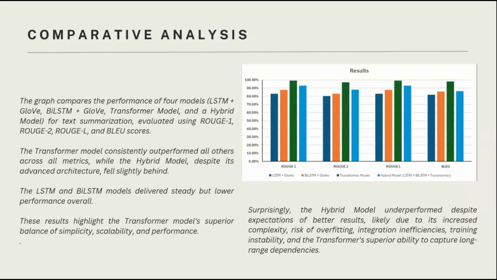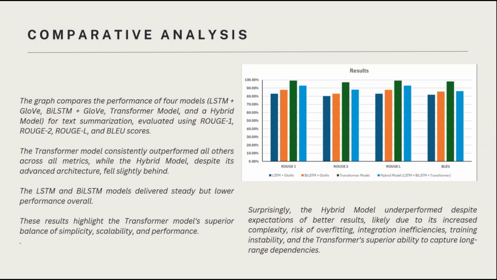As we can see, the transformer model consistently outperformed all other models across all metrics. The hybrid model, despite its advanced architecture, came in second place. The BiLSTM and LSTM models showed steady performance. An unexpected finding was the underperformance of the hybrid model. This could be due to its increased complexity, leading to potential overfitting, integration inefficiencies between components, or training instability.